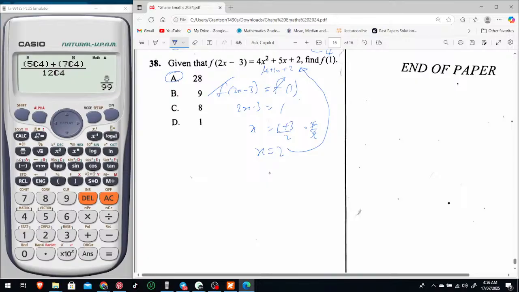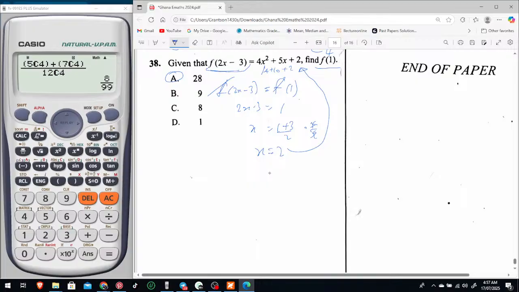Do you get it? No, please. Yes, sir. Yesterday we saw something like this. They'll give you a function, and they say find f at 1. If you put 1 here directly, it won't give you the answer. So equate this f at 1 and f at this. Cancel the f and f. Make x the subject. So 2x minus 3 equals 1.